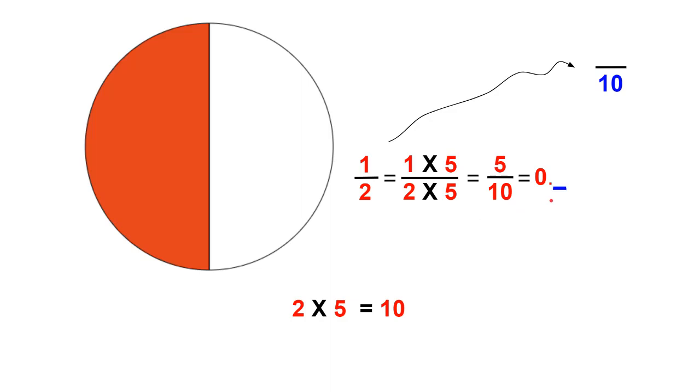Now we write 0 point something because 5 is less than 10. And we put a placeholder. In this case, we put only one placeholder because the number that we chose, 10, has only one 0. The number of zeros determines the number of placeholders. So if we chose 100, we would have 2 placeholders, which we would need to fill with numbers. In this case, we chose 10, so it's only 1 placeholder. And then we place the numerator right here, and we get that 1/2 equals 0.5.